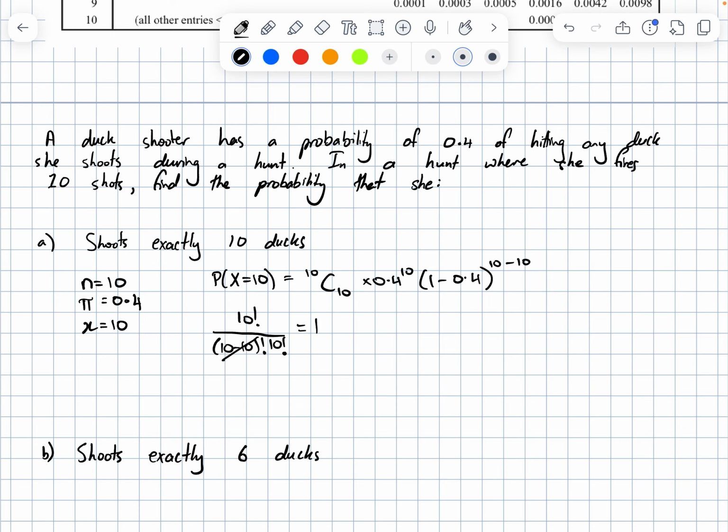Again, your calculator can give you that using the nCr button. So we have 1 times 0.4 to the power 10 times, and 1 minus 0.4 is 0.6, but that's all to the power of 0, which is just 1. And so our answer, the probability that x equals 10, will just be 0.4 to the power 10, which is 0.000104 to 6 dp.